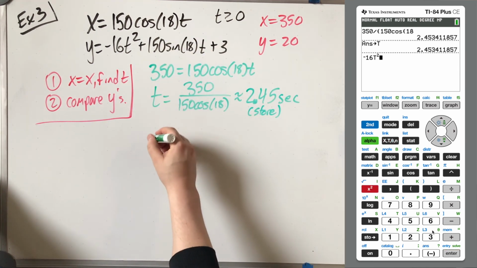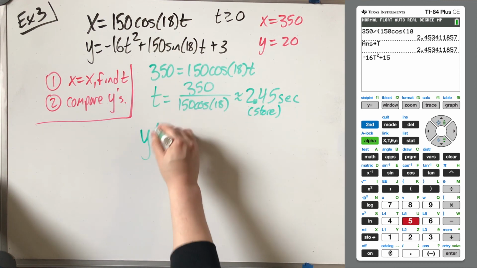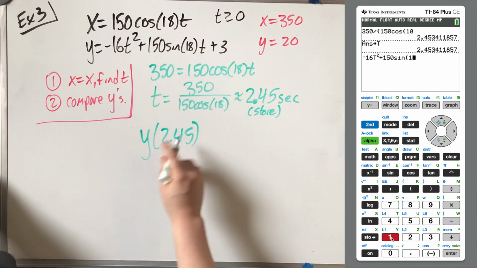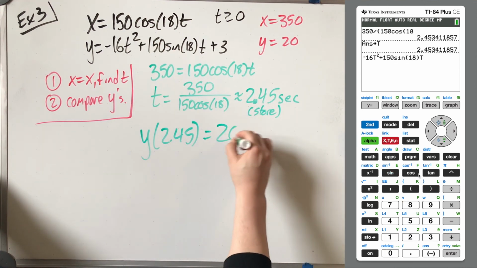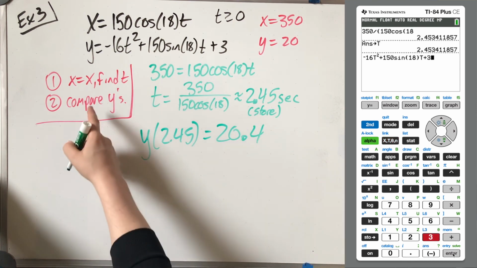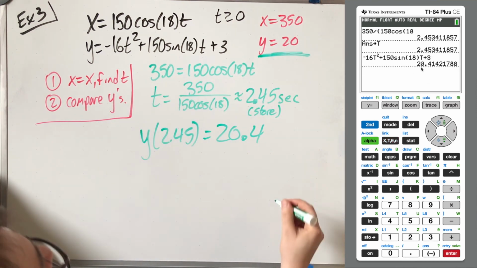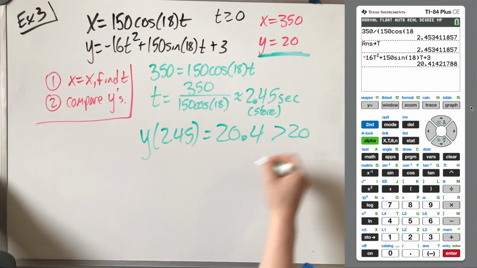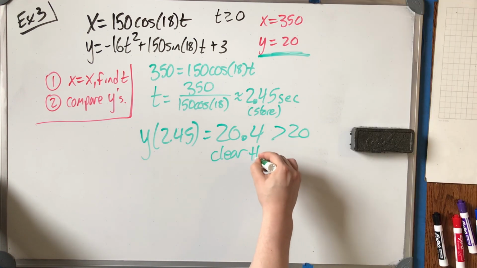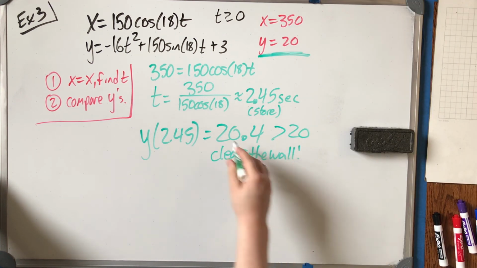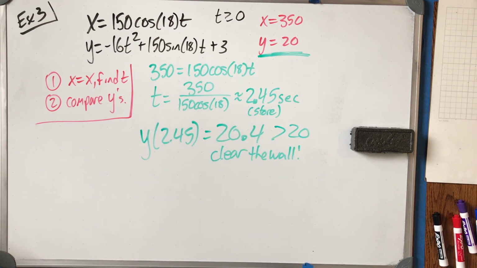So I'm just going to plug it into the y equation. So I'll get y of 2.45 using the exact value. I'm going to get 20.4. Now if I compare that to this static 20 right here, that is greater than it, which means that this is going to clear the wall. Now, if the value we found was less than 20, then it would not clear the wall because it would hit it, or it would have hit the ground well before if the value was negative.